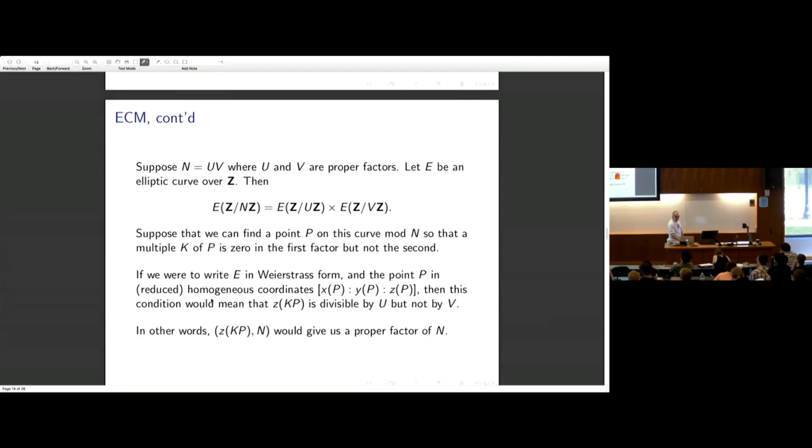Now, there's a very simple idea, and you see the comparison with the p-1 method. Yeah? How do you choose your elliptic curve or what? Okay, I'll get to that.